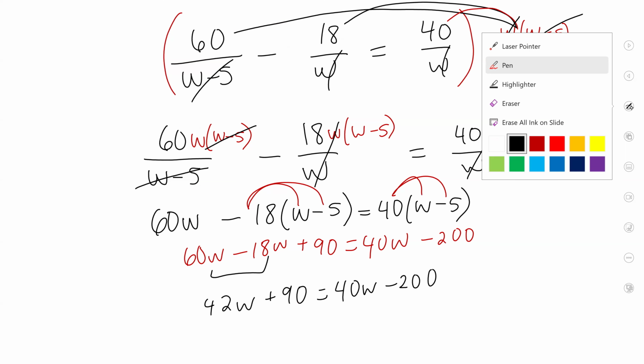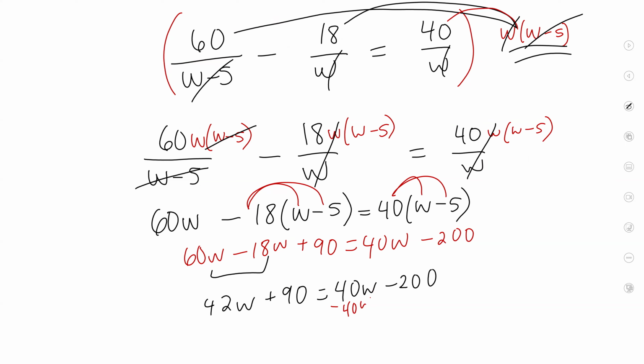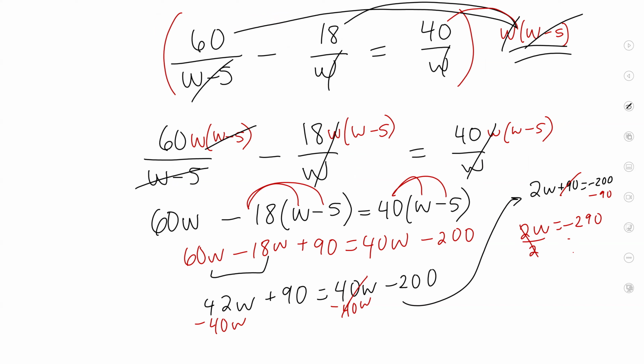And then you just keep solving. Let's put the minus 40W, minus 40W. What do we get? Yep, I'm gonna bring it up here. This will be 2W plus 90 equals negative 200. Then we can subtract 90 from both sides. You'll get 2W is negative 290. Divide both sides by 2, and what do we get? Negative 145. So that's how you solve. Any other questions on the test review?